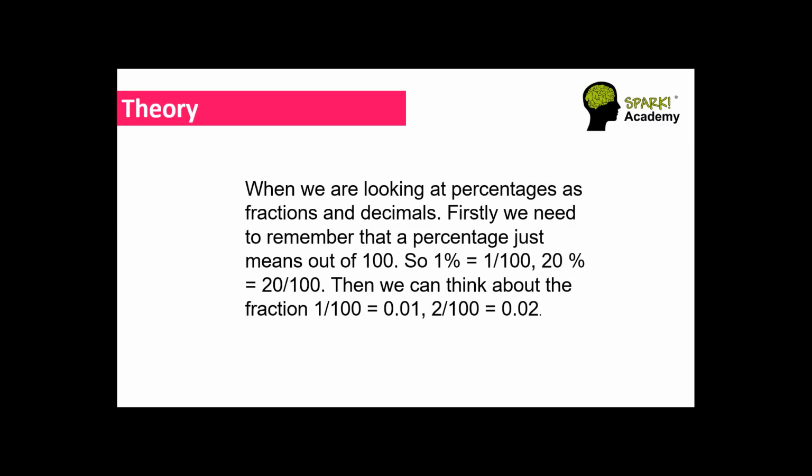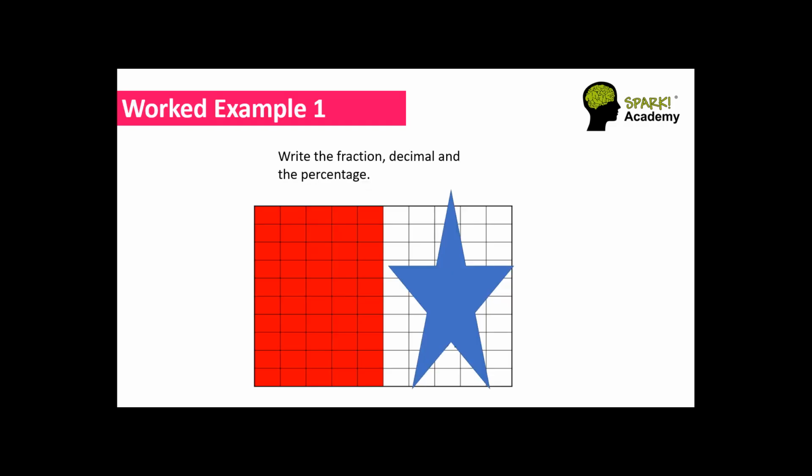So when we are looking at percentages as fractions and decimals, firstly we need to remember that a percentage just means out of 100. So 1% is the same as 1 out of 100 and 20% is the same as 20 out of 100. Then we can think about the fraction. So if we know that 1 over 100 is the same as 0.01, then 2 over 100 is the same as 0.02.